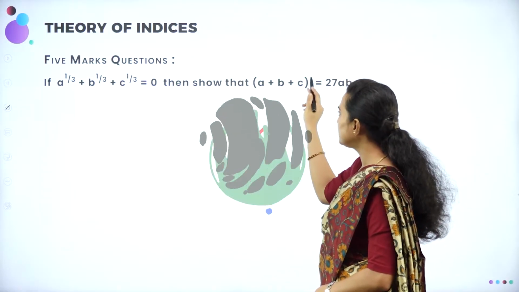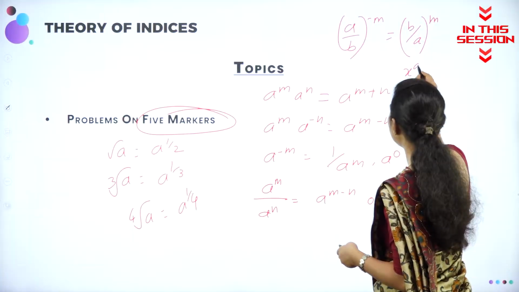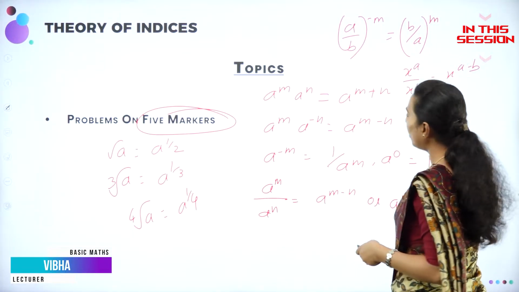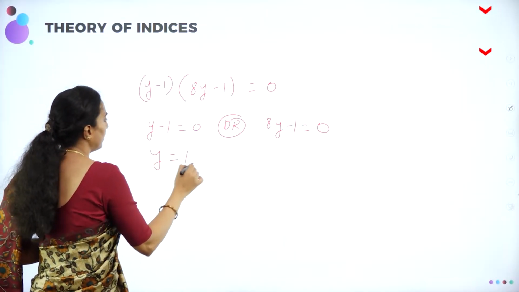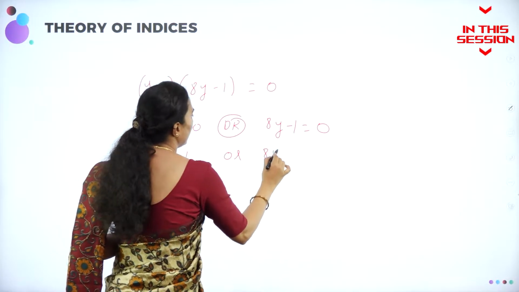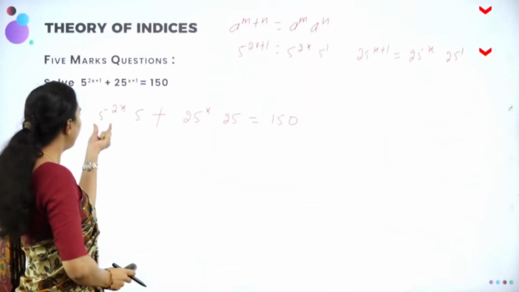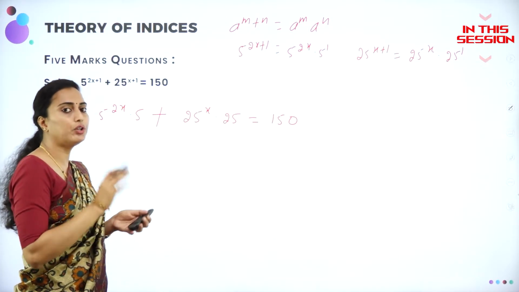a plus b plus c whole cube is equal to 27abc. x power a by x power b can be written as x power a minus b or x power b minus a. y will be is equals to 1 or 8y is equal to 1 or y is equal to 1 by 8. 5 power 2x can be written as 5 power x whole squared according to a power mn.